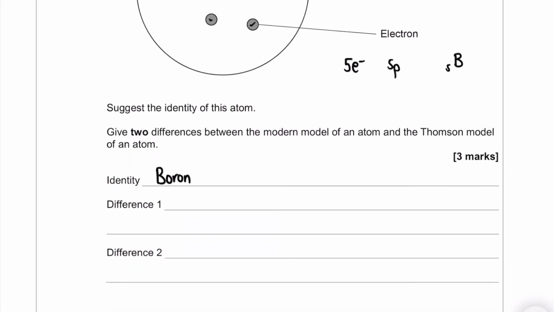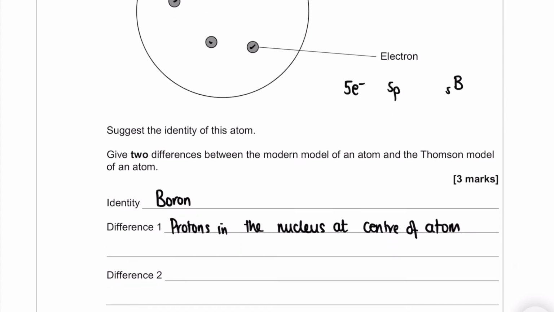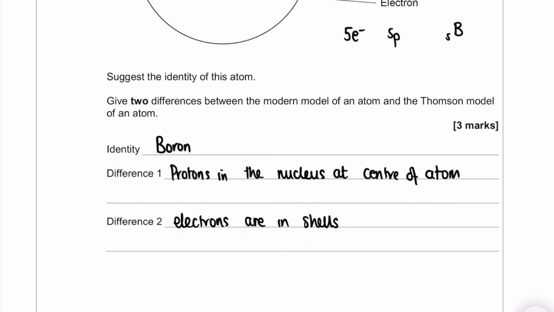Give 2 differences between the modern model of the atom and Thomson's model. Well, the modern model has protons in the nucleus at the centre of the atom rather than as a big sphere of positive charge. In the modern model, electrons are in shells or energy levels around the nucleus.